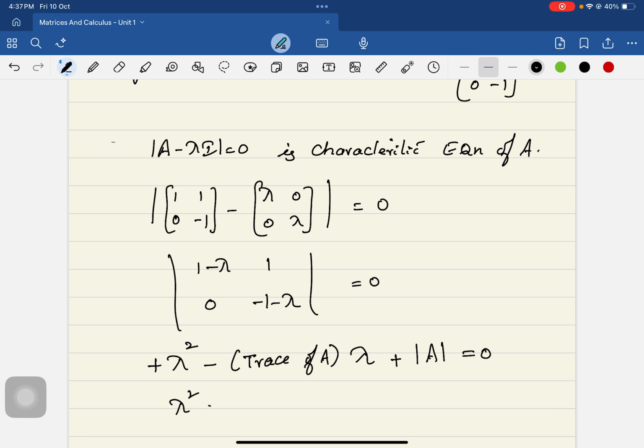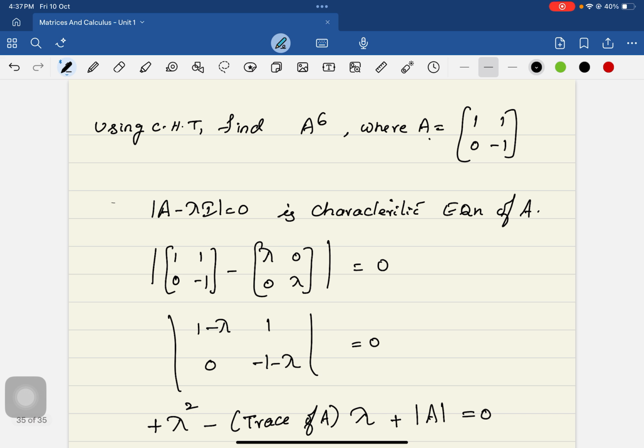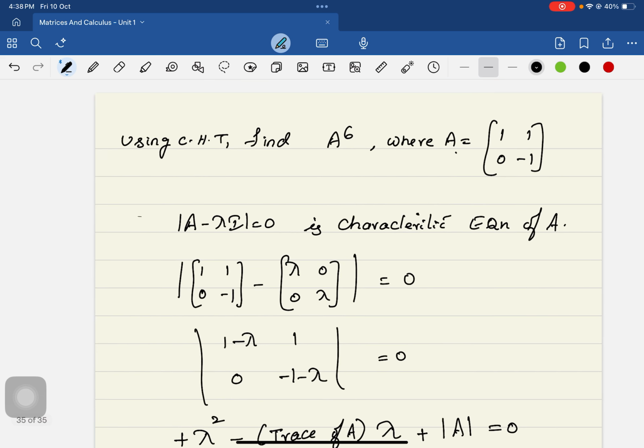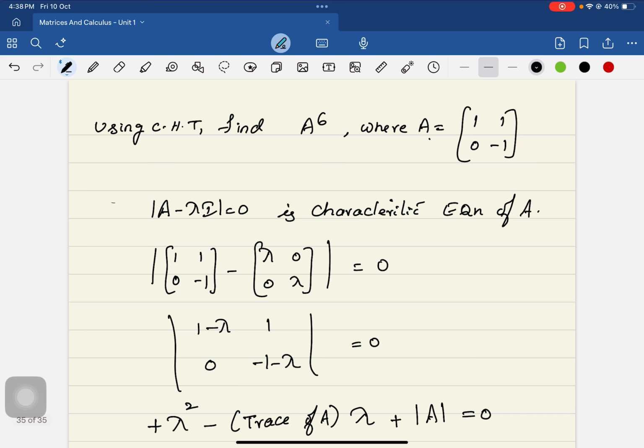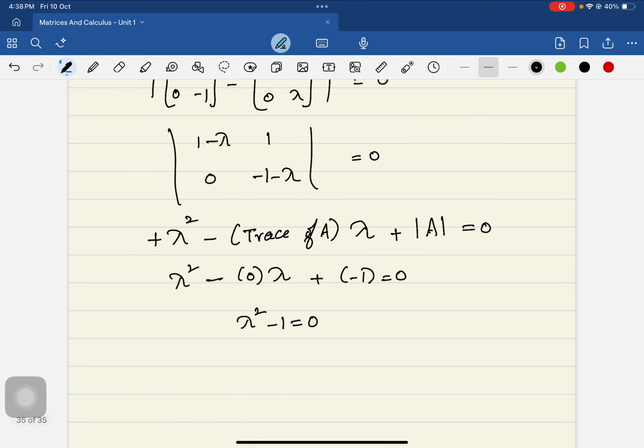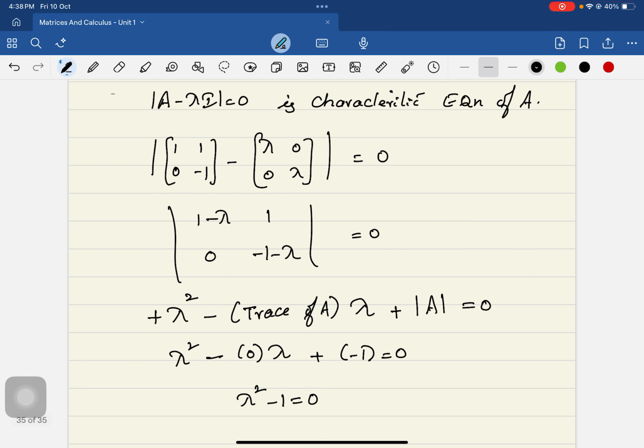I hope all of you know what the trace of the matrix A is. The trace is nothing but the sum of the principal diagonal elements. The principal diagonal is 1, minus 1. The sum of them is 0. So the trace happens to be 0, so there is no coefficient of lambda. Now coming to the determinant. The determinant is nothing but 1 into minus 1 minus 0, so that is minus 1. So the characteristic equation happens to be lambda square minus 1 equal to 0.